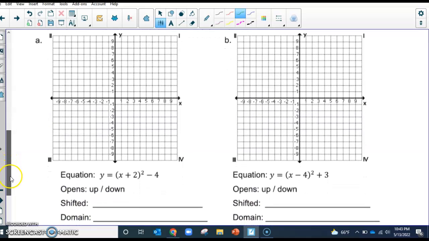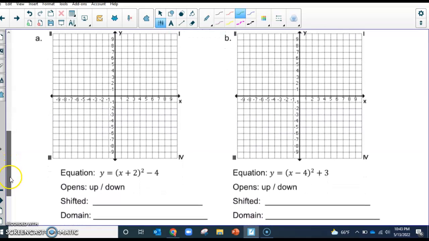Now we have to graph these guys. So my h and my k represent the vertex of my parabola. Remember, I have to change this sign, so this is actually going to be negative 2, negative 4. So I go to the left 2, down 4. That's the start of my parabola.